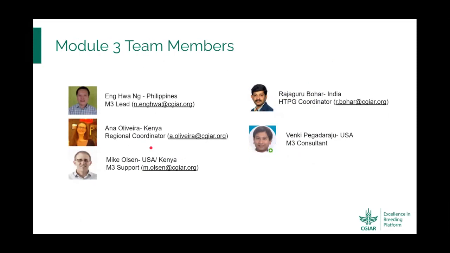And then Mike Olson, as many of you know him pretty well. He's a longtime CG person. He's currently in the US, but occasionally he's also based in Kenya. So he's our Module 3 support. And then Rajaguru Bohar, a lot of you might have interacted with him. He is currently the HTBG coordinator based out of ICRISAT. He is not officially an EiB Module 3 member, but we have a lot of constant communications through him, especially when we are dealing with a high throughput genotyping project or HTBG project.